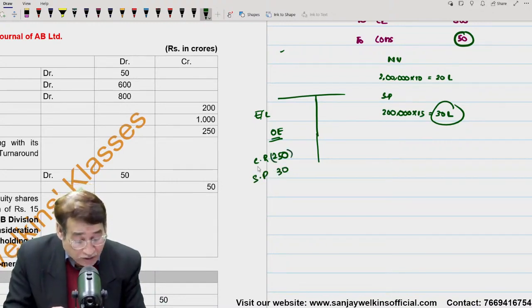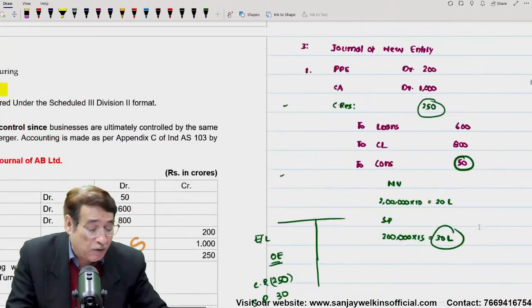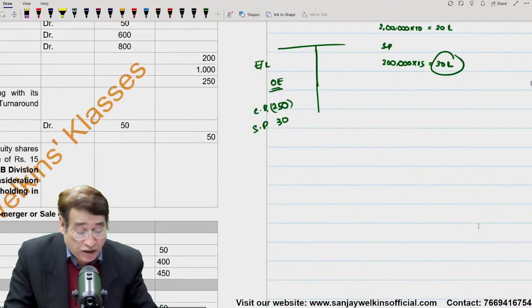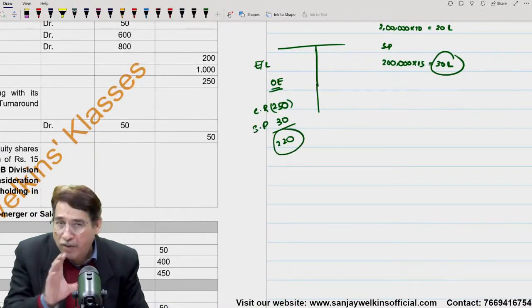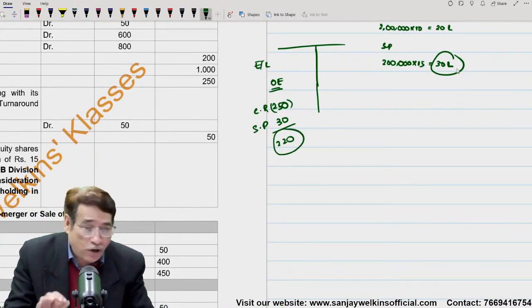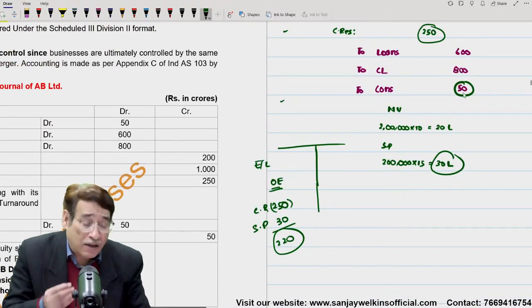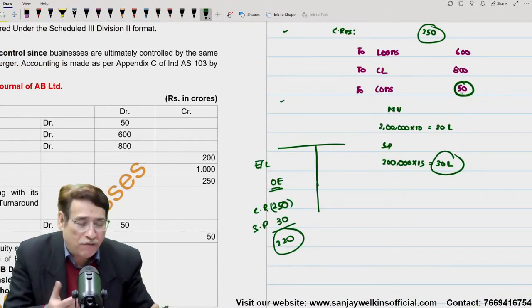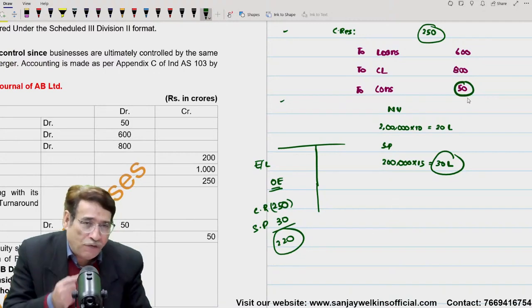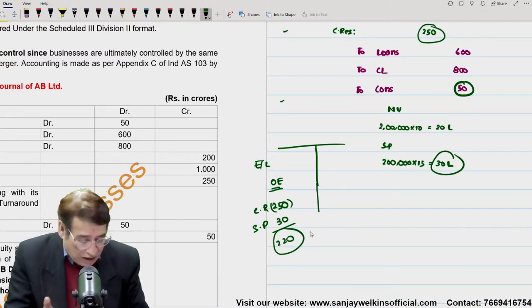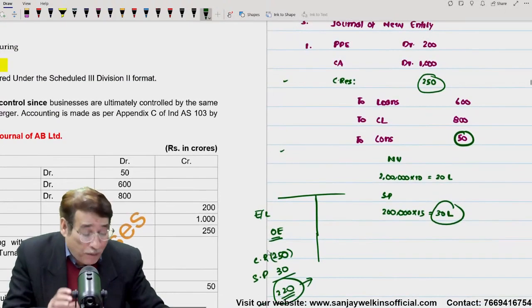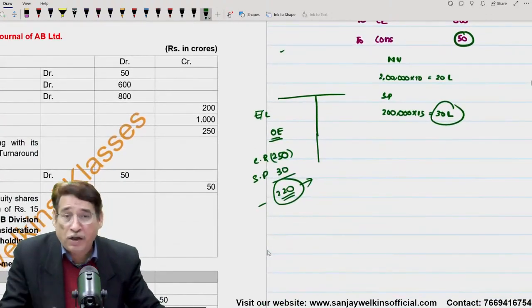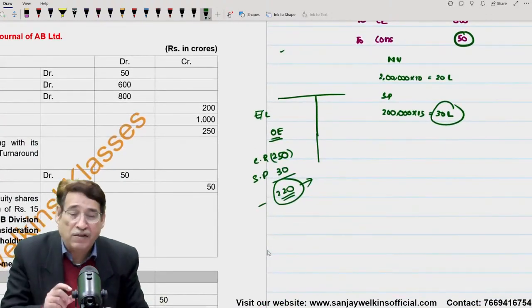Now this 250 is a loss, because it is a debit balance, and the premium would have been 30 lakhs. So the net loss would have been 220. Are you getting my point? Correct? If I write 50 lakh here, it is still in other equity and I get a net negative balance of 220. But we will see that under common control, and this is the third and final facet of common control.